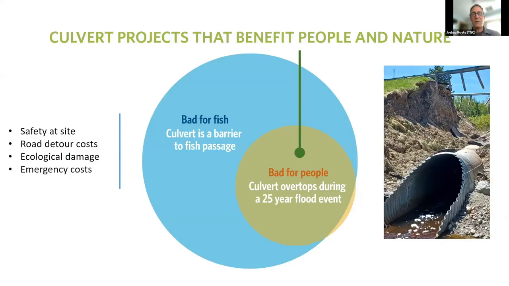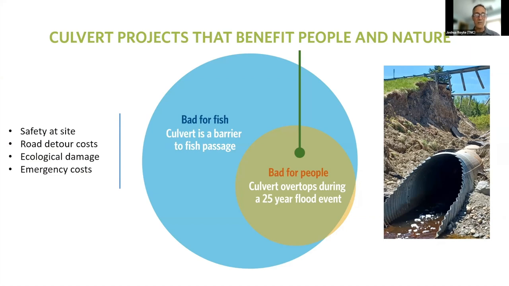And one of the things we found is that a lot of these culverts that were problems for habitat were also problems for people. We thought maybe there was a 50-50 overlap, but it's a lot more than that. So almost all the culverts that are bad for people are bad for the ecosystems, and their failure causes a safety problem at the site, stranding people. They could be caught, they could be washed away. There's detour costs, which is time, which is also money if you're hauling wood, or if you're school kids getting to school or a hospital.